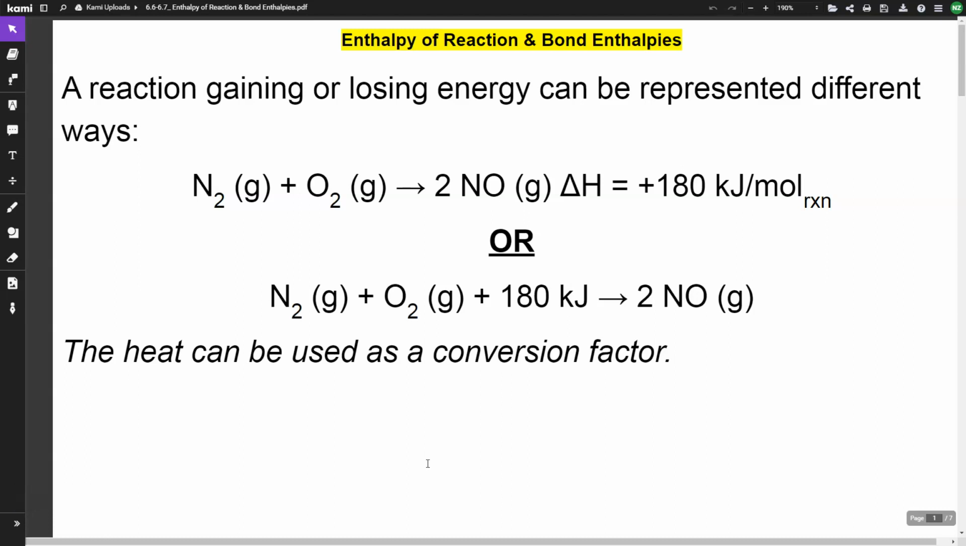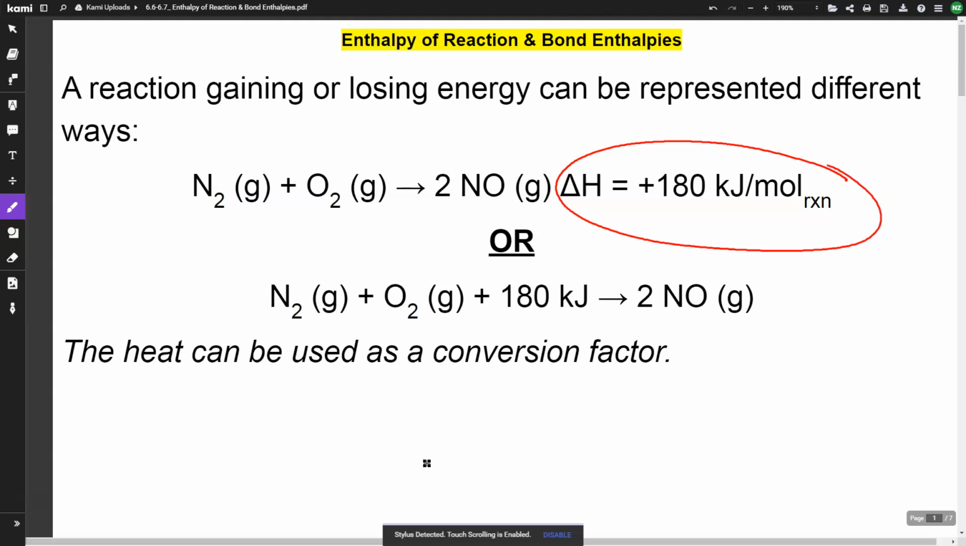In this video, we're going to go through enthalpy of reaction and bond enthalpies. So I have the same reaction written two different ways. In the first reaction, on the right side, if you notice, I have a delta H value. Since it is positive, we know that this is going to be an endothermic reaction.